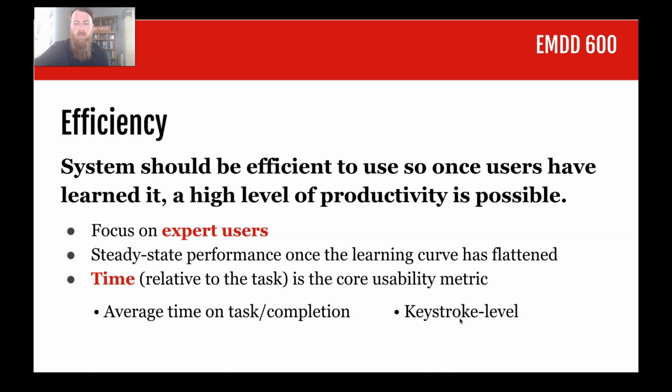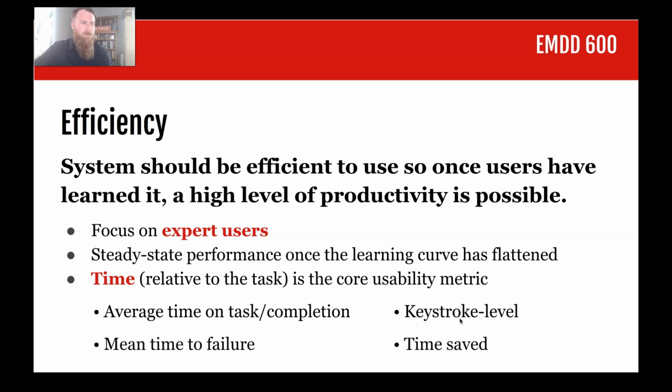Another metric would be keystroke level. Not something that we tend to track too much in EMDD, but how many keystrokes does it take a user to get to the thing that they want to do? Obviously, we want to reduce that as much as possible so that it can be very efficient.